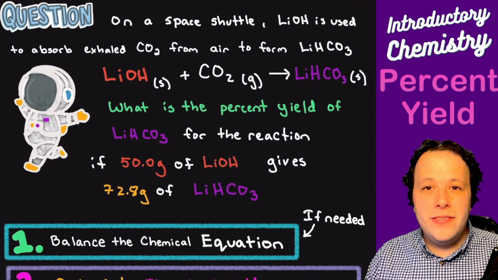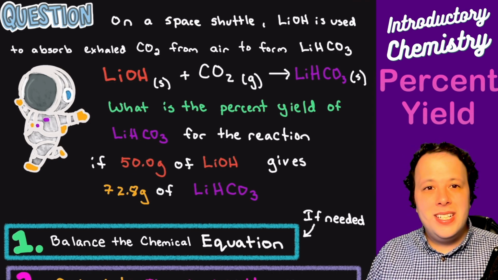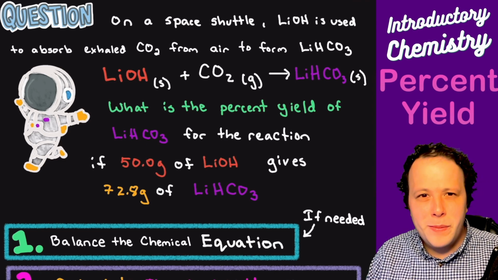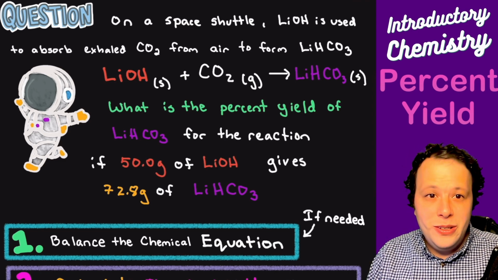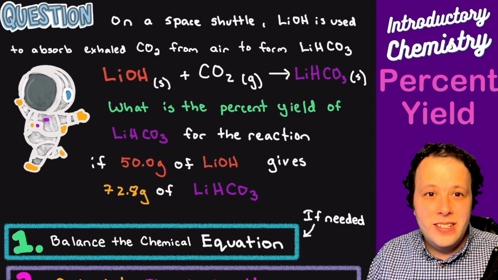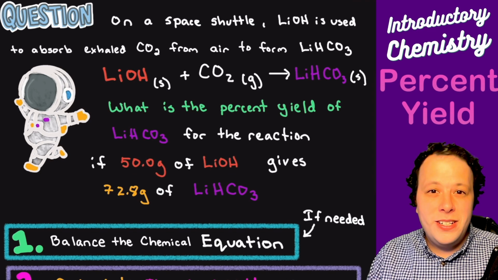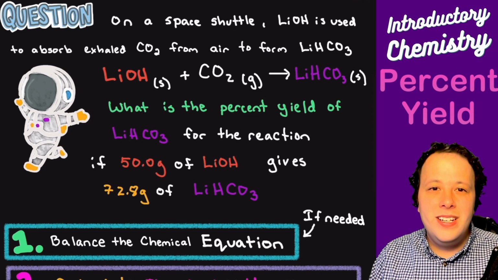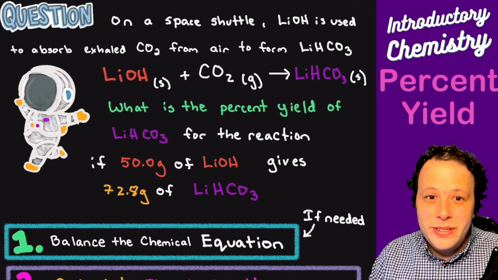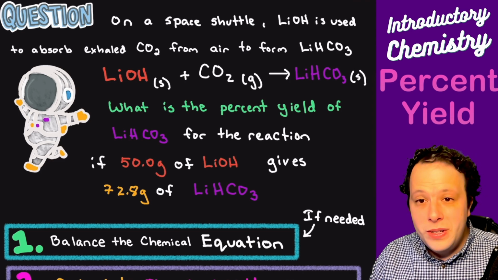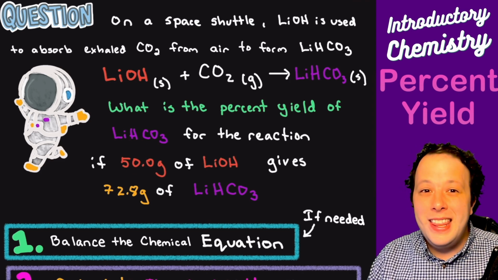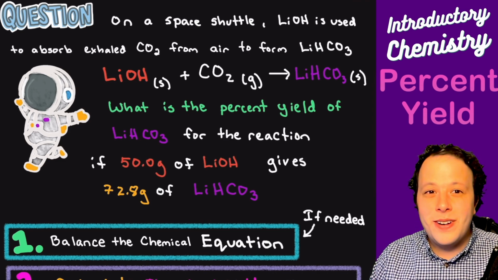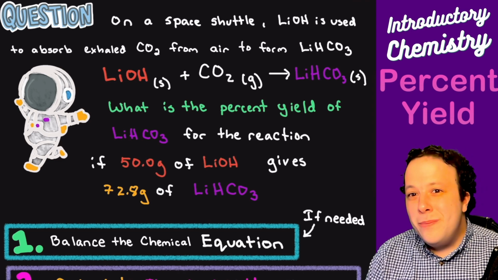From the air to form lithium bicarbonate. So lithium hydroxide plus CO2 makes lithium bicarbonate, or lithium hydrogen carbonate. What is the percent yield of lithium bicarbonate for the reaction if 50 grams of lithium hydroxide gives 72.8 grams of lithium bicarbonate? What a lot of students will do is just divide these two numbers and times it by 100% and think they are done. That would be very, very wrong. We can't just take 50 grams and divide it by 72.8 and be done with the problem.